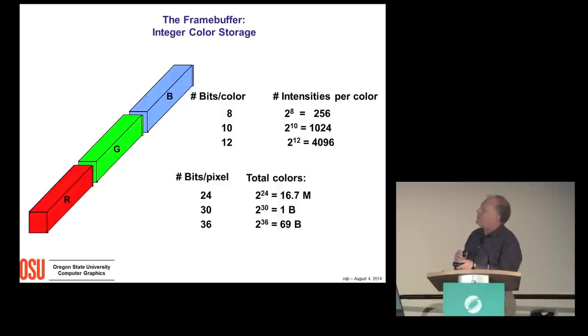Some of the newer graphic systems are coming out with 10 bits per color component, or 12. And that gives you a lot more, but of course you're using up more memory and it costs more. So again, these are kind of the things you look at, what you're trying to do versus what different pieces of graphics hardware are letting you do, and decide how it matches up.